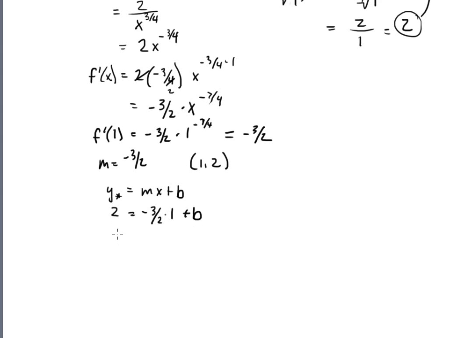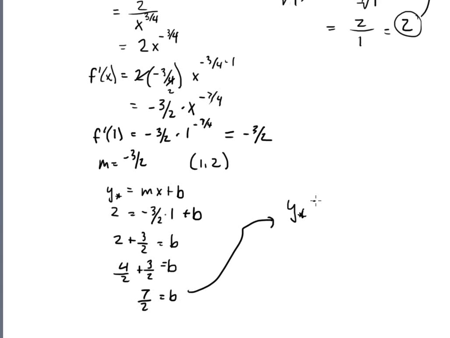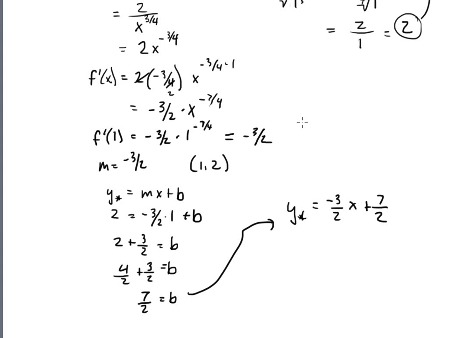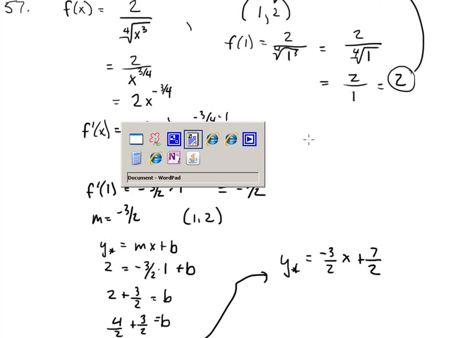So then if I figure out what this is, 2 plus 3 over 2 is equal to b, and therefore b will be equal to 4 over 2 plus 3 over 2, which is 7 over 2. And this tells me that my tangent line is going to be equal to negative 3 over 2 x plus 7 over 2. So if I graph these two functions, let's use this little online graphing calculator that we spotted.